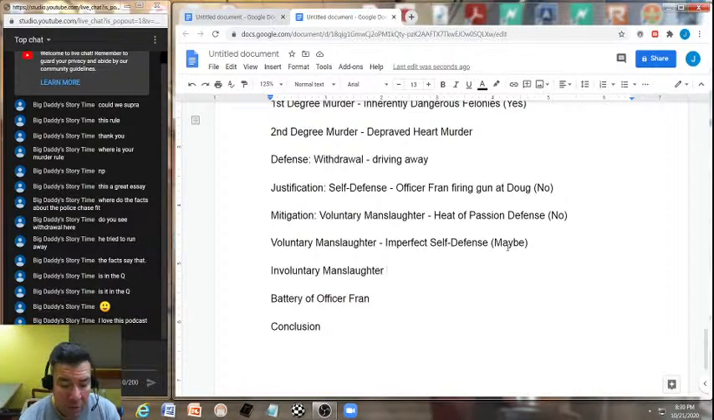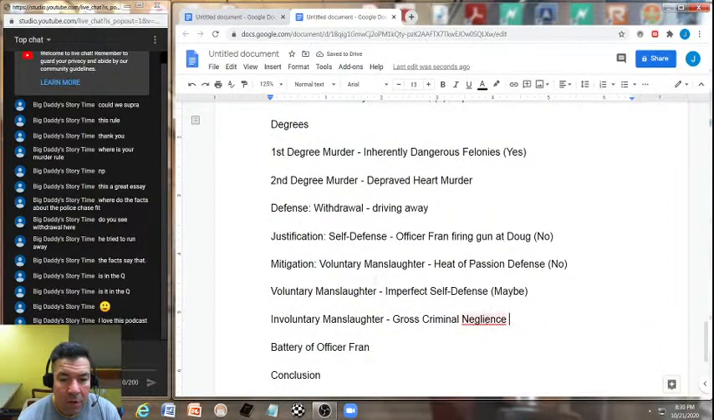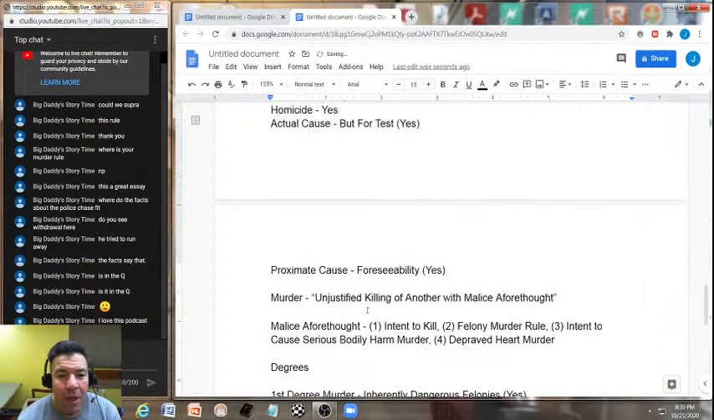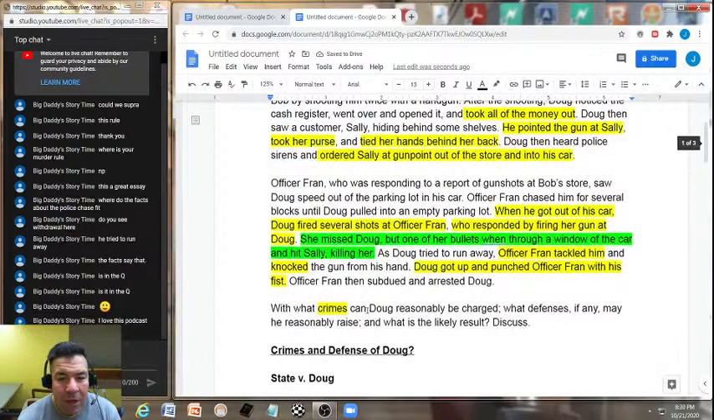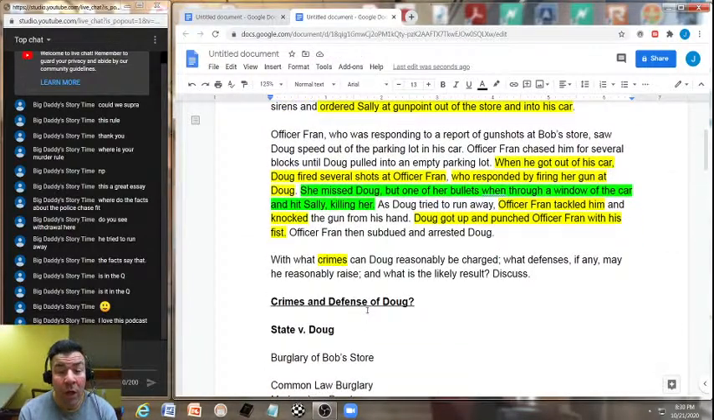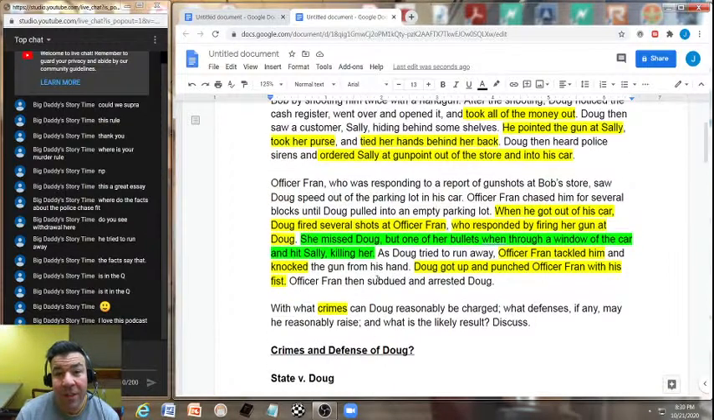Involuntary manslaughter. Remember we talked about this, the gross criminal negligence. Did the actions taken by Doug, let me make sure to spell that correct. Okay, thank you. Did the actions taken by Doug when he was engaging in the kidnapping of Sally represent a significant risk? Did it represent an activity that poses significant risk to the life of not only Sally but those around Sally?